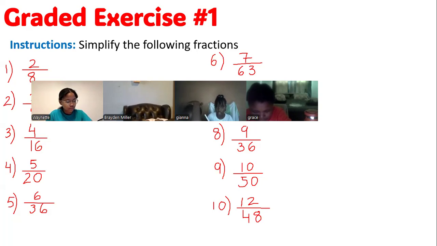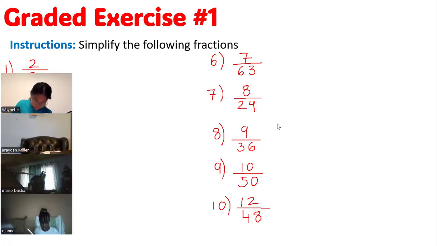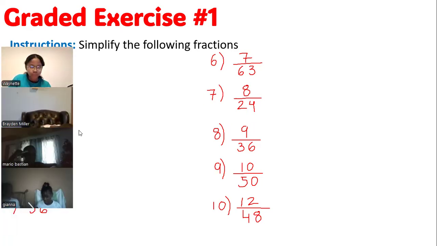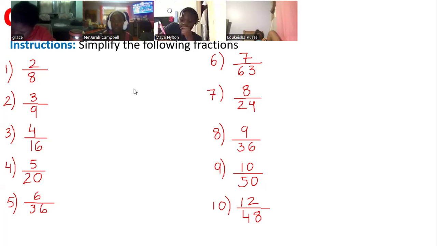All right. Lynette, I saw your work. Who else do I see? Okay, I see it now. Legacy, are you finished? What number you on, Legacy? Number 9. Who else is still working on the first one? I'm on number 10. You're on number 10? Okay. I saw your work, Mario. I'm on number 9. Aisha, you're on number 9?